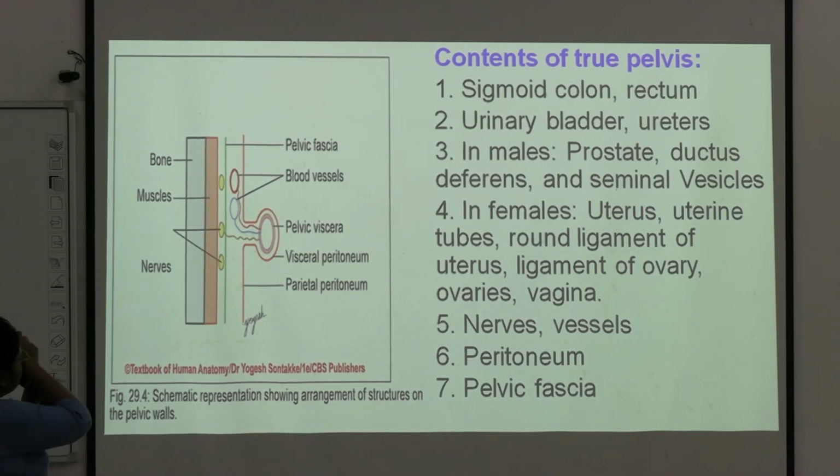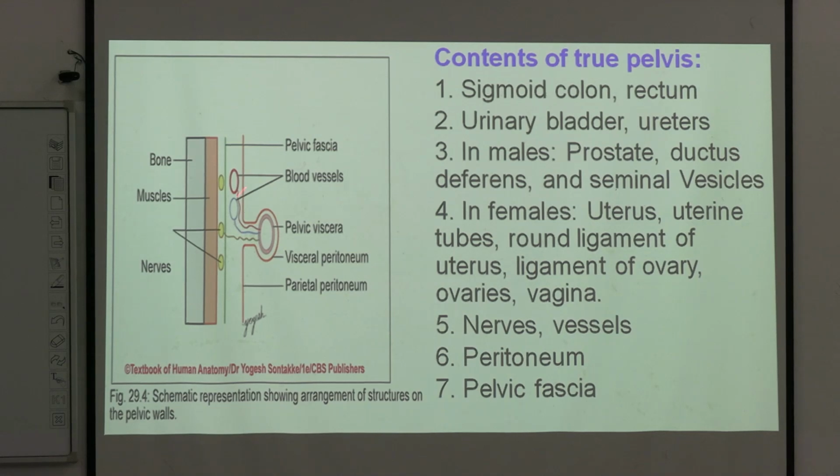Here you can see this is the bone attached to this bone. This is the muscle. These are the different nerves in the pelvic fossa, and here are the vessels. Vessels are passing through the mesentery, and nerves are also passing through the mesentery and supplying the pelvic viscera. And this is the peritoneal covering, the parietal peritoneum, and covering the viscera is the visceral peritoneum.